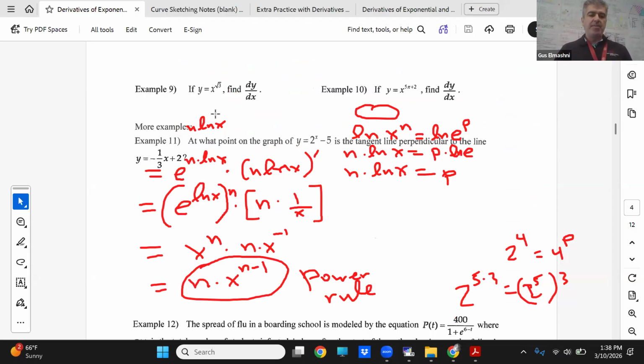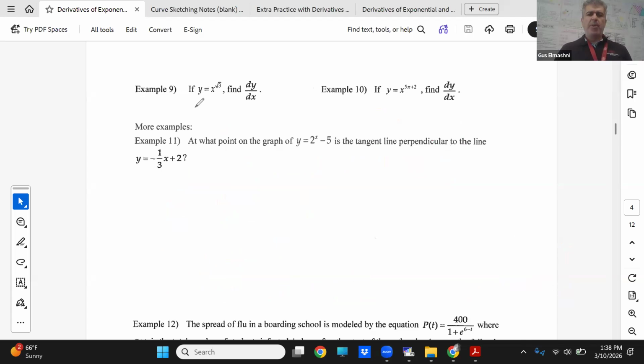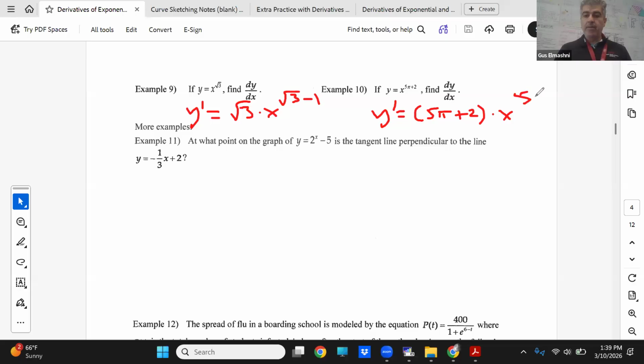So now in this case, it's pretty straightforward at this point, right? You can do this for any real number. What's that derivative going to be for example 9? Where's the root 3 go, guys? The front, x raised to the root 3 minus 1. Or here, that's 5 pi over 2 moved to the front, and then subtract the exponent by 1.